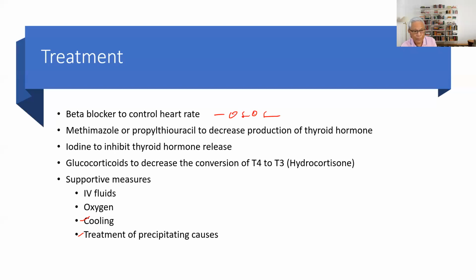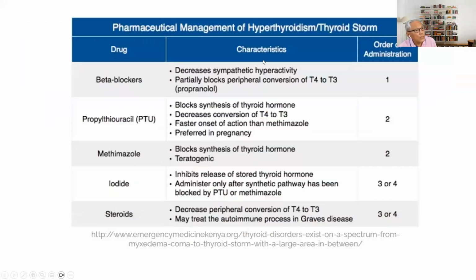to T3. Notice that glucocorticoids are given both in myxedema crisis as well as in thyroid storm. Okay. So these are the pharmacological management of patients with thyroid storm in the order in which we give them.